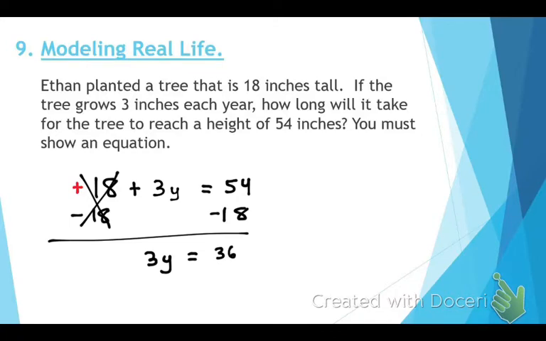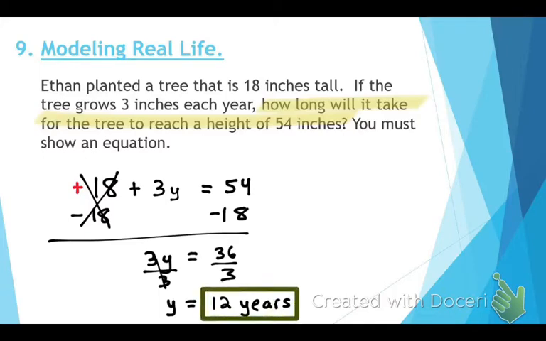36. How do I get y by itself? Divide by 3 on both sides. Here's what many people told me. 12 inches. How many of you got 12 inches? Let's go back to what the question asks. It says, how long will it take? What should it be? 12 years. Be careful with those units attached. Okay, the correct answer is 12 years.